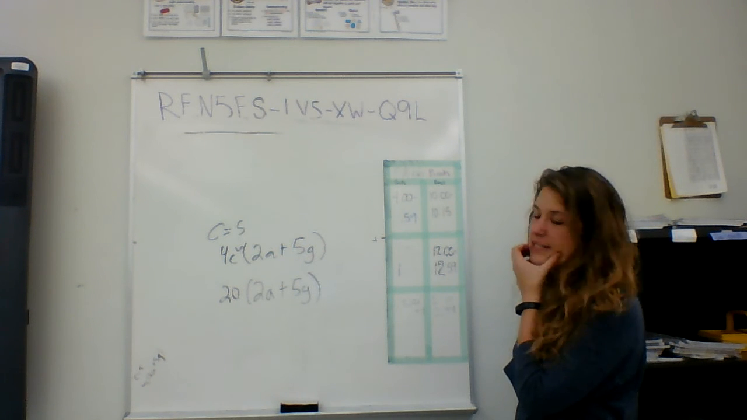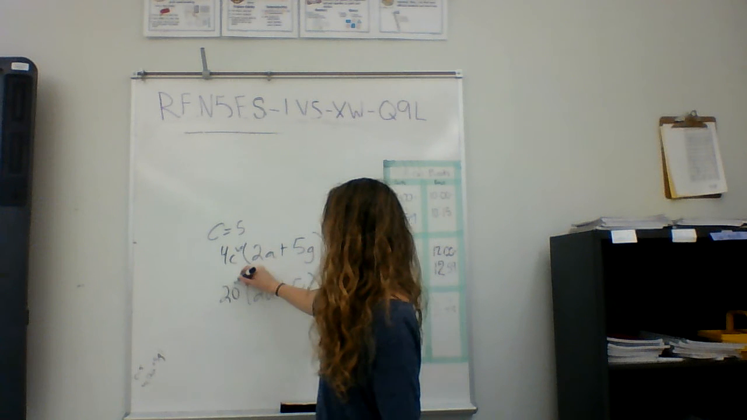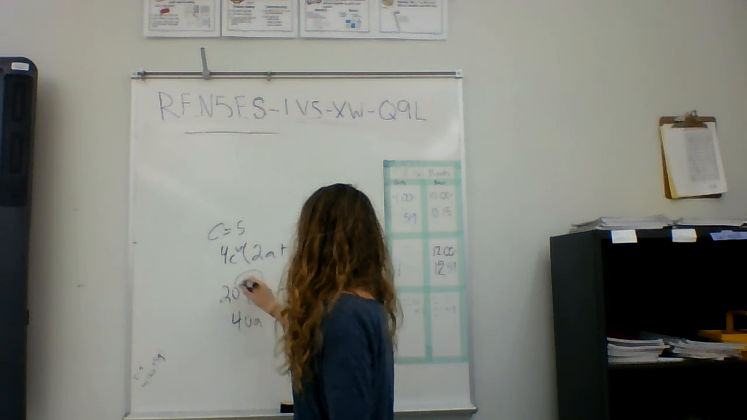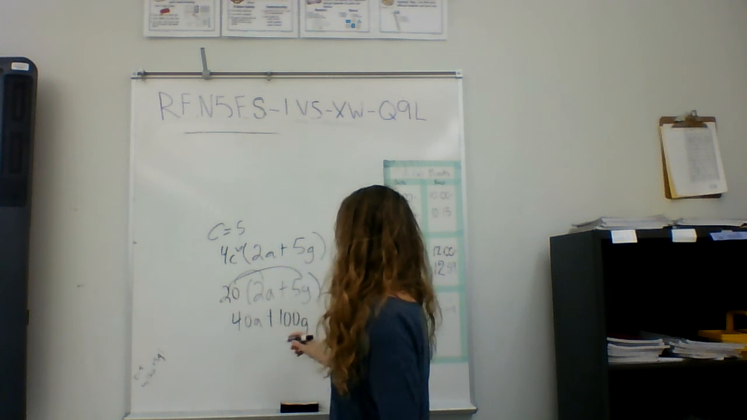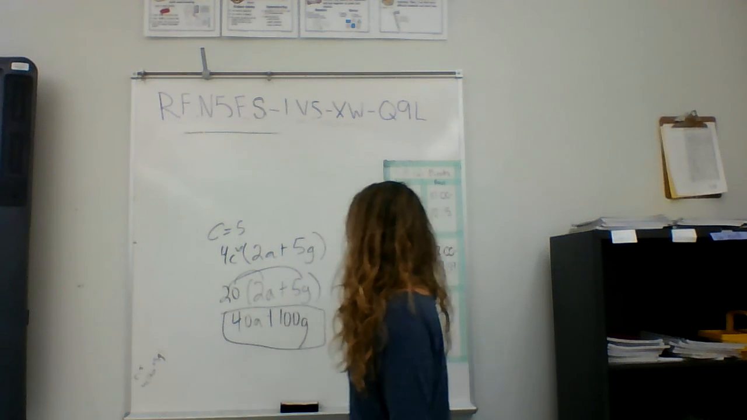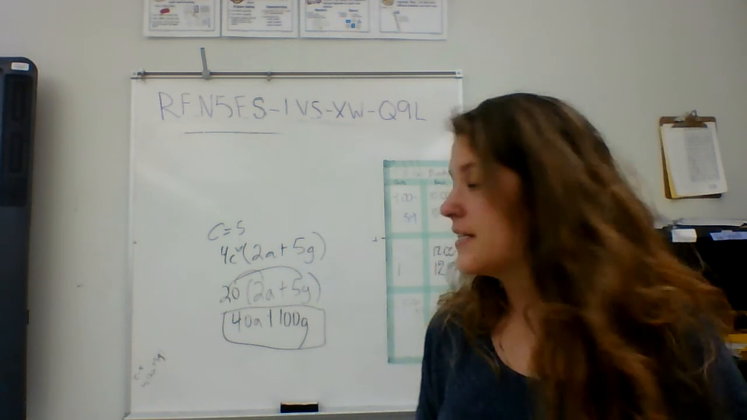Now I have 20 times the quantity 2A plus 5G. I'm going to distribute. 20 times 2A will be 40A, and 20 times 5G will be 100G. I cannot combine these at all, so I have 40A plus 100G, which gives me an answer of C.